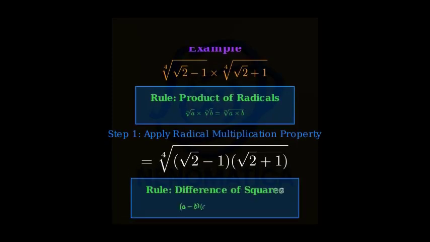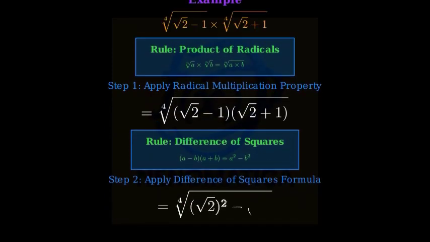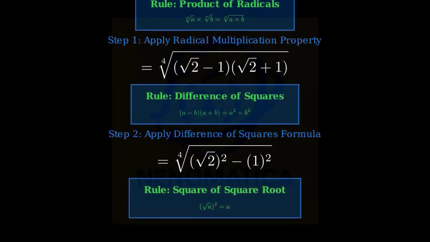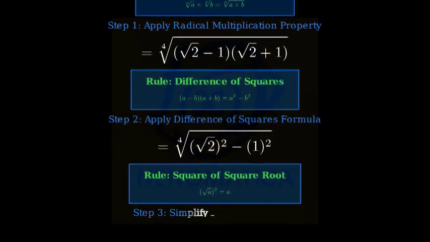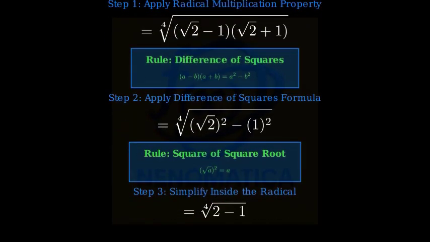For our second step, we'll apply the difference of squares formula. The product of square root of 2 minus 1 and square root of 2 plus 1 is equal to the difference of their squares. That is, square root of 2 squared minus 1 squared. In step 3, we'll simplify the expressions inside the radical. The square of the square root of 2 is simply 2, and the square of 1 is 1. So, we get the 4th root of 2 minus 1.